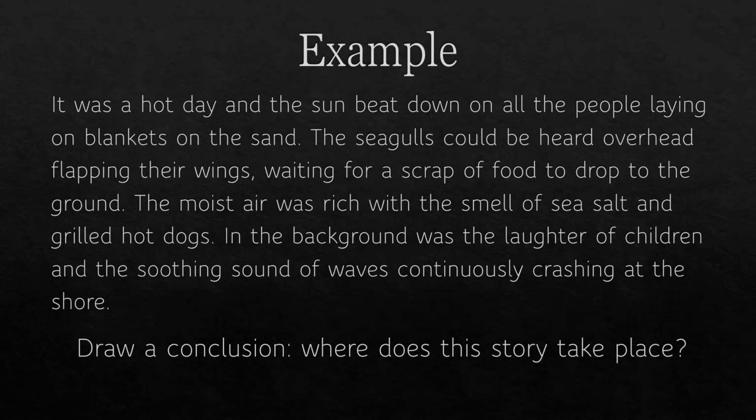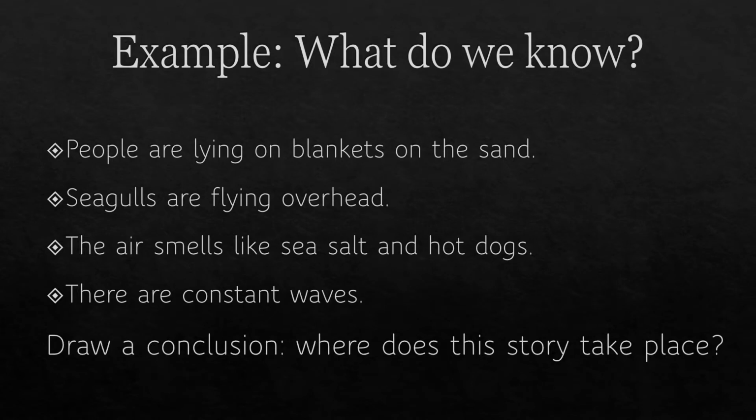Question. Draw a conclusion. Where does this story take place? Remember the 2 steps on how to draw a conclusion. First step, we use what we learned in the story. Second step, we use our prior knowledge. After reading the short passage, what do we know? What did we just learn from this passage? Well, we know that people are lying on blankets on the sand. Seagulls are flying overhead. The air smells like sea salt and hot dogs. And lastly, there are constant waves.